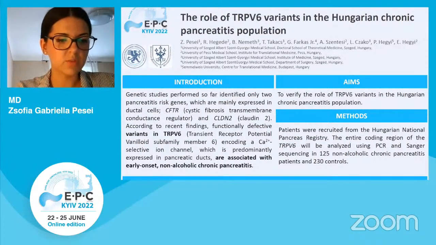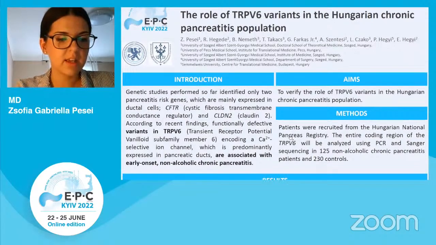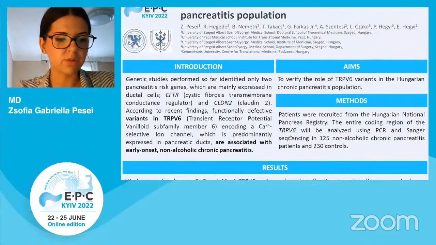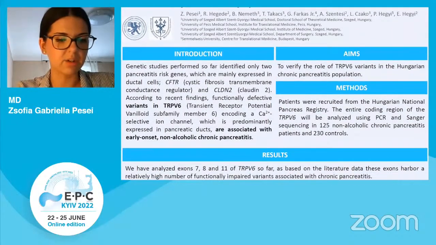The common ground in genes which are related to the ductal pathway is that presumably they have a direct or an indirect impact on the calcium ion concentration in the pancreatic duct. Besides the chloride bicarbonate channel CFTR, the cation-selective Claudin 2 channel has been associated with the ductal pathway. According to recent findings, misfunction or decreased expression of the calcium ion channel TRPV6 is strongly associated with early onset non-alcoholic chronic pancreatitis.